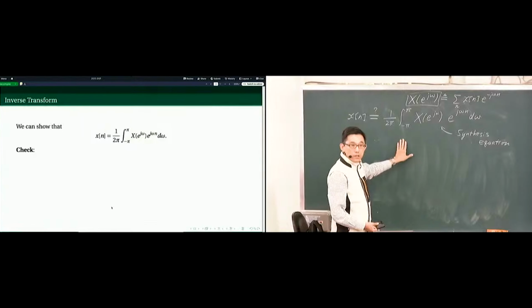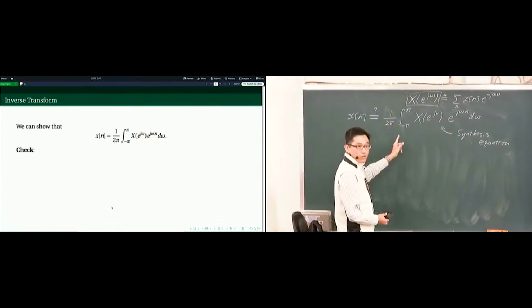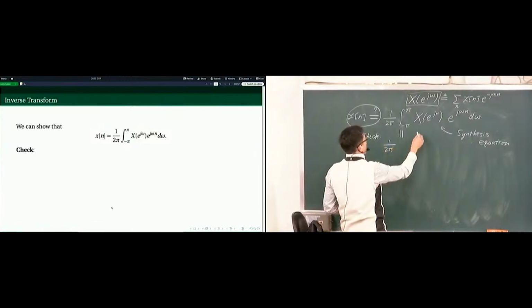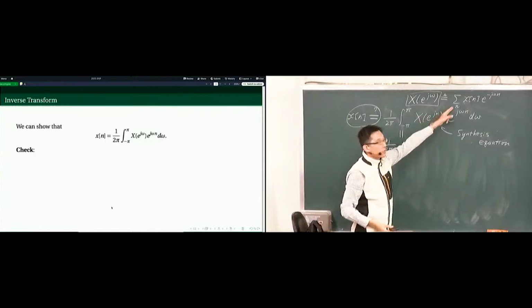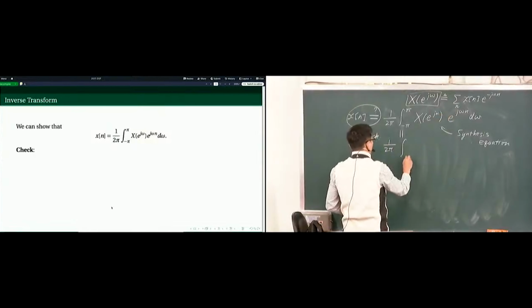Any questions so far about how to interpret going back to the time domain? Okay, so it makes some sense. But we can completely check this. Let's check. Here we don't know for sure, but let's just copy 1 over 2 pi here, and then we need to substitute the spectrum by its definition. We still keep the integral here, but make the substitution as a summation.